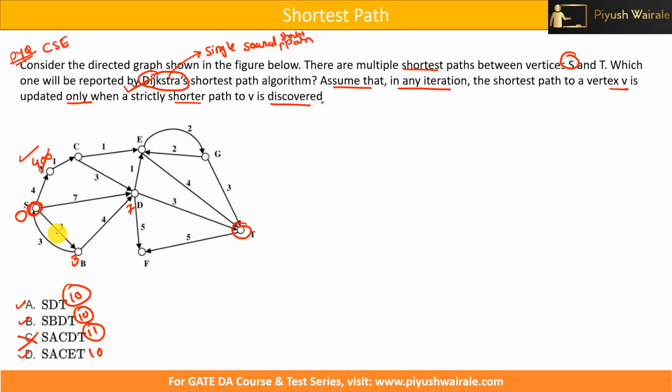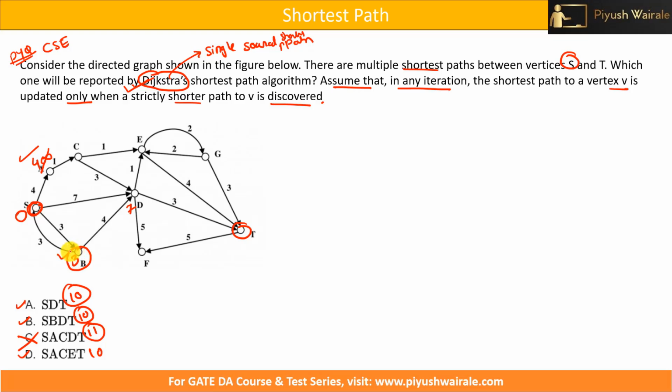Out of these three paths, which one is having minimum cost? Which node is having minimum cost? B, right? So then in the next iteration we will go for B, not A and D, because 3 is the minimum, right? Now from B, where can I go?